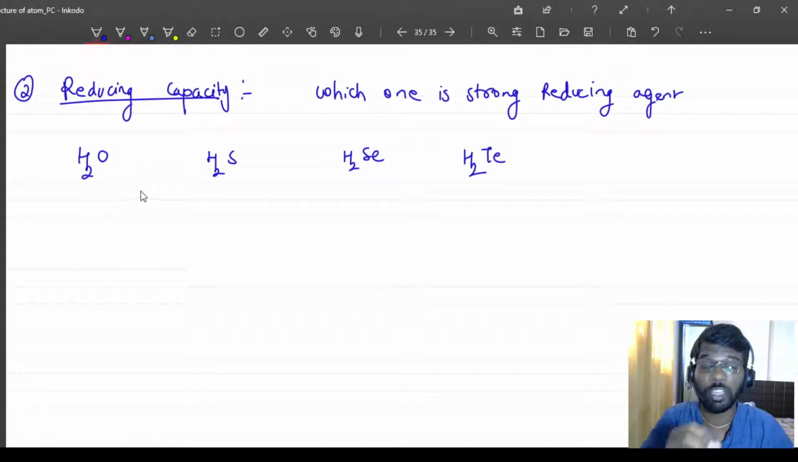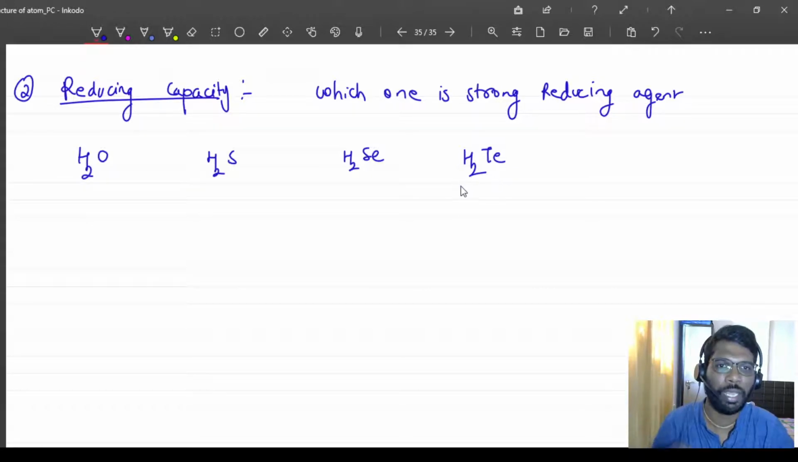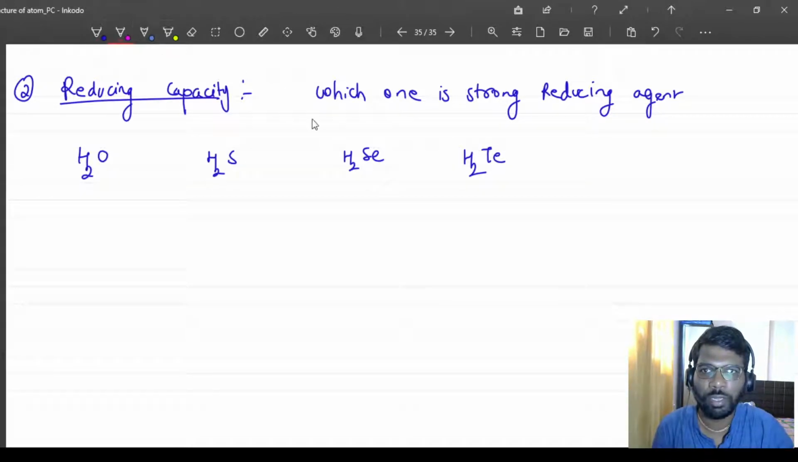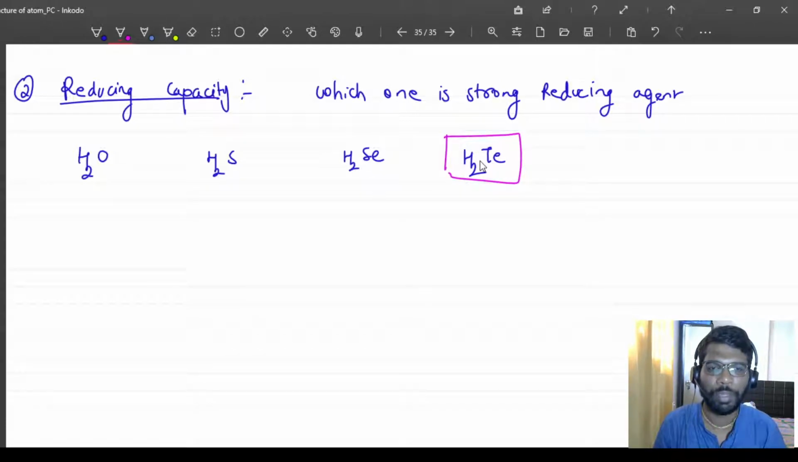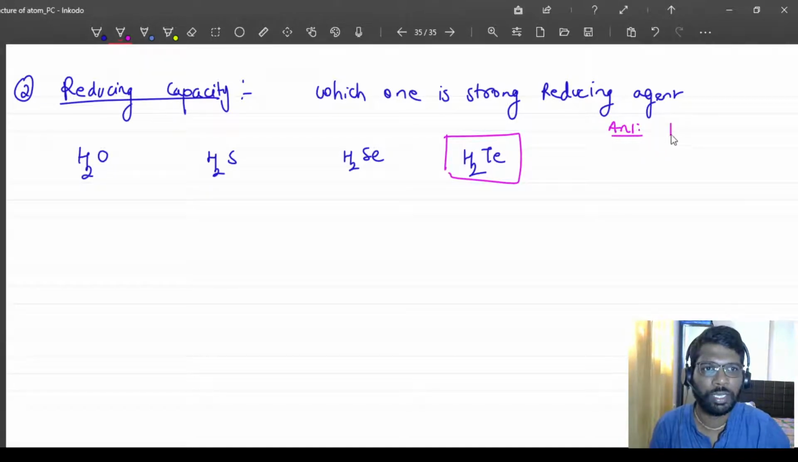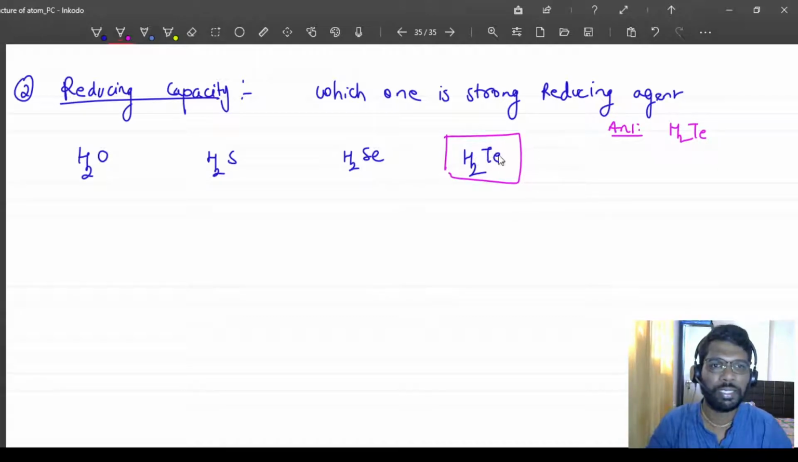You have to consider the bond length. Among these, the bond length between hydrogen and the element will be a maximum in the case of H2Te, because tellurium is a bigger atom, and the bond length between tellurium and hydrogen will be bigger compared to the other elements of the group. So the best reducing agent is H2Te. This is the compound which can give its hydrogen very easily to the other compound. The tellurium-hydrogen bond is easy to break compared to the other hydrides of the group. So this will be the maximum.